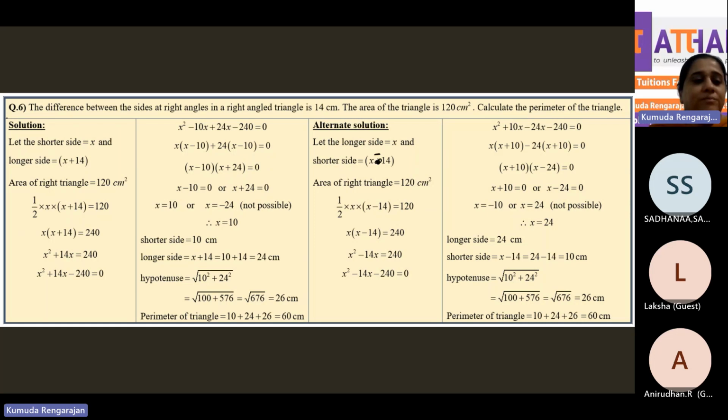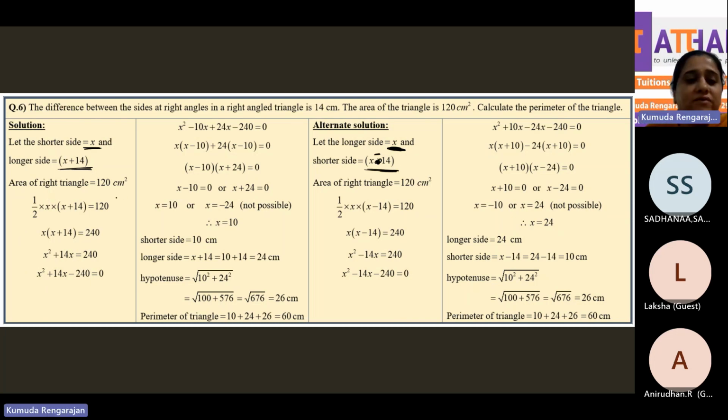So as I said, listen, all of you. If you call the shorter side, the difference between the two sides is 14. So if the shorter one is x, the longer one will be x plus 14. If the longer one is x, then the shorter one will be x minus 14.